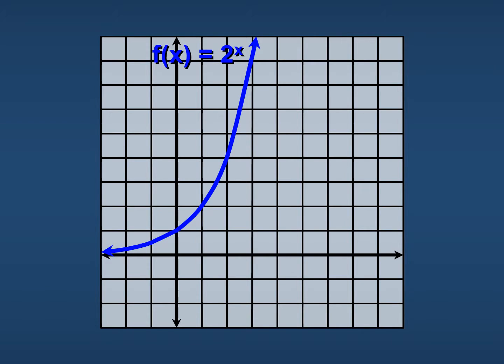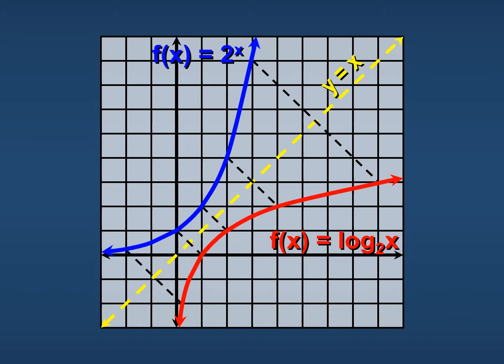So here is a picture of an exponential function, 2 to the x power. Remember, the inverse graph is going to be across the line y equals x. So we're going to reflect that. And when we reflect that, we get the graph of the inverse of our exponential function 2 to the x, which is the logarithmic. And so this is what our graphs of logarithmic functions look like.